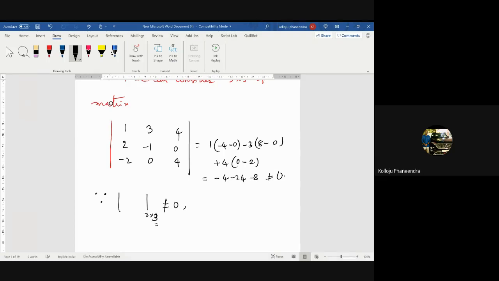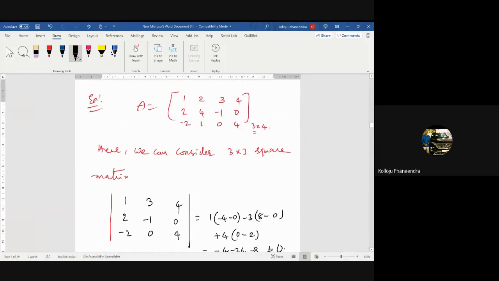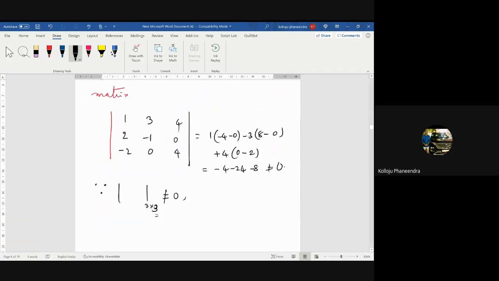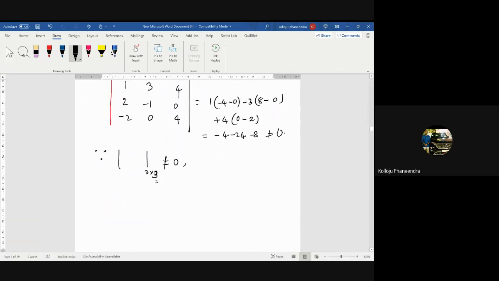Higher than R means what is the next? 4. Is it possible to find a 4 by 4 determinant in the given matrix? No. So the second condition need not be applied. Therefore, since the determinant of 3 by 3 is not equal to 0, what is the rank of the matrix? 3. That's it.